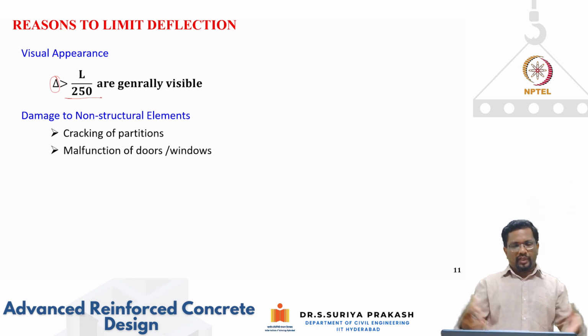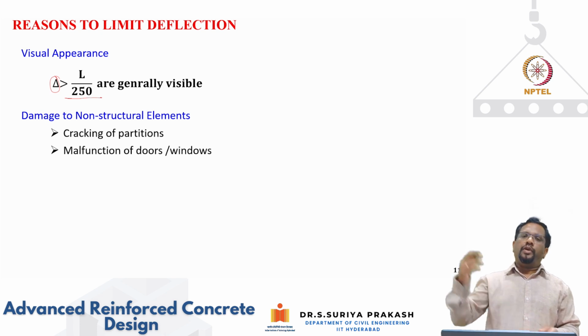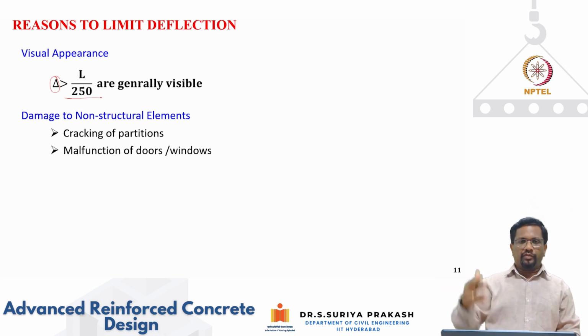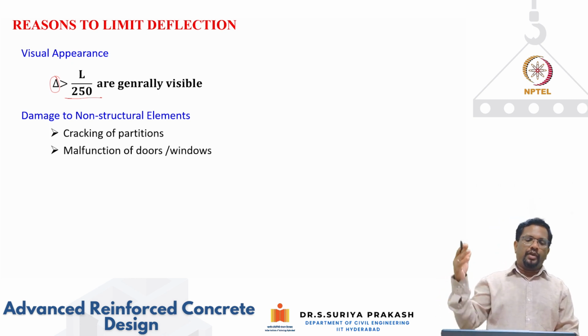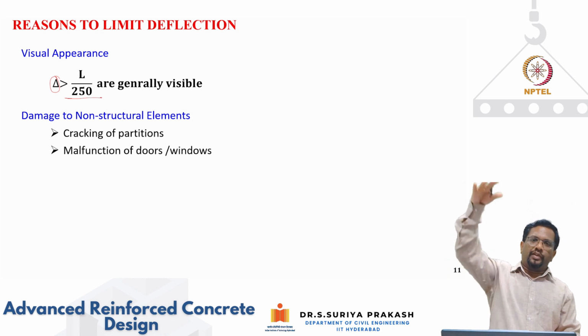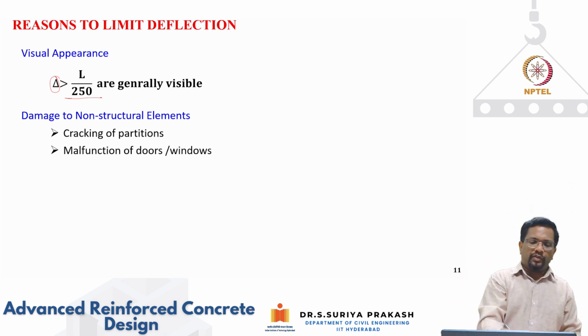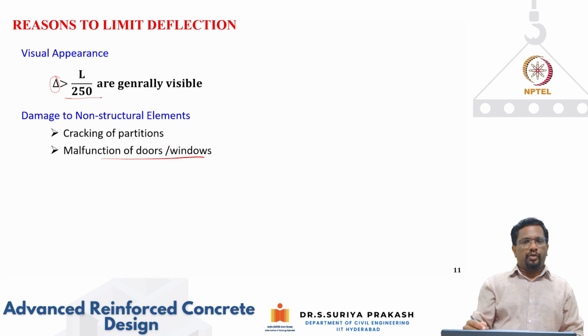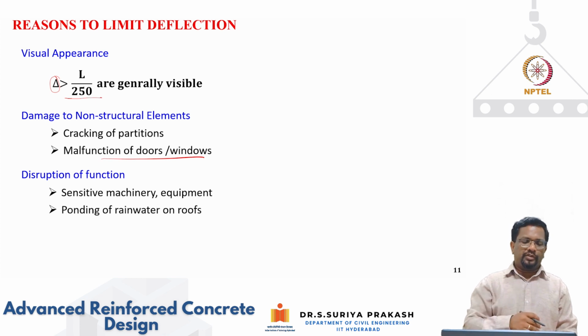And when your slab is deflecting, what can it do? It can damage the partition walls, because partitions are non-load bearing elements. If the slab is deflecting and the load is getting transferred to those partition elements, it can lead to damage or cracking of these partitions. And then your doors and windows may not function properly. They will get jammed, and we will not be able to use these elements properly.